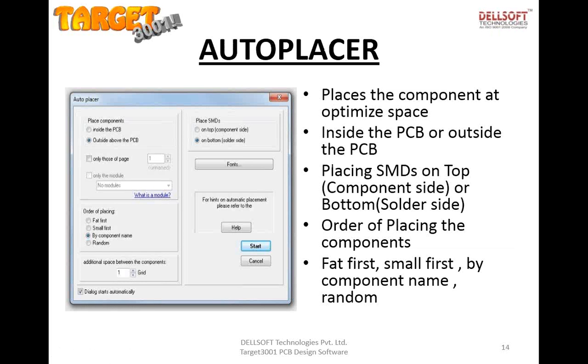Now after the simulation, when you create the PCB, the auto placer automatically works. What it does is place your components in the optimized space in the PCB. You have the option to place the component inside the PCB or outside the PCB. You have the option for placing the SMDs on top or on bottom. And you can choose the order of placing: by component name, random, or fat first, small first. When you start the auto placer, it will place the components in the optimized space in the PCB.